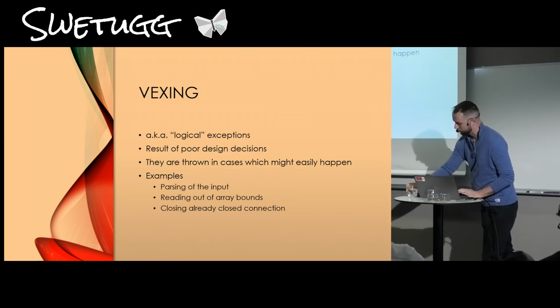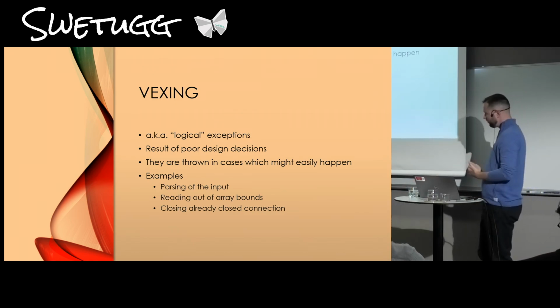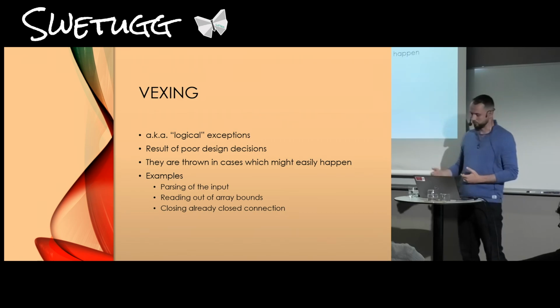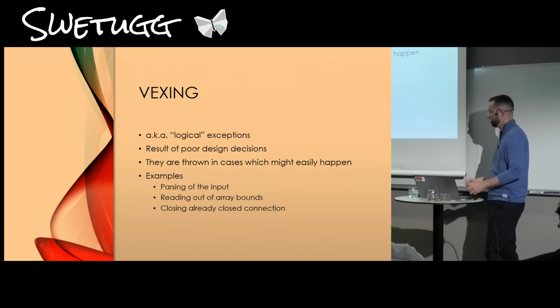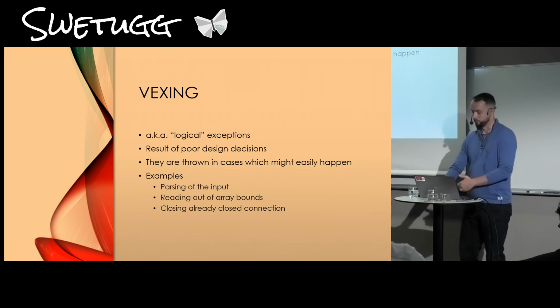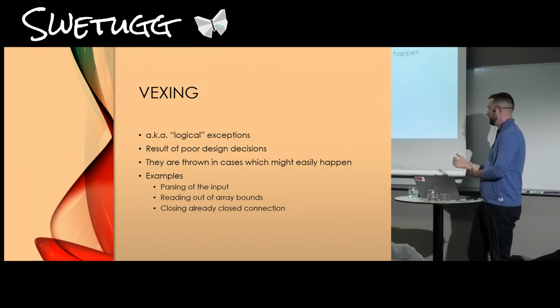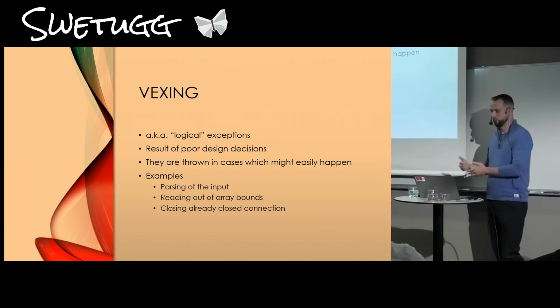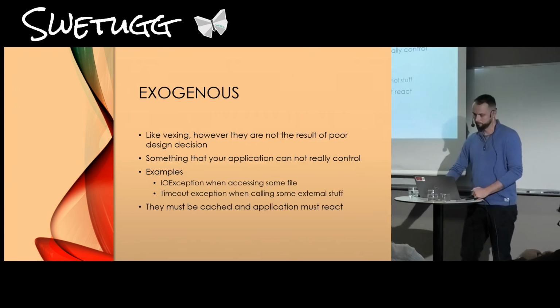So these vexing exceptions, you should try to avoid them by, let's say, checking for the preconditions and so on. So if you want to parse something, you first check. Or if you are adding something to the dictionary, you first check whether it's already in the dictionary or not. Or if you have some connection to the database or somewhere and it's already closed, you first check whether it's closed or not, and just then you call the close method.